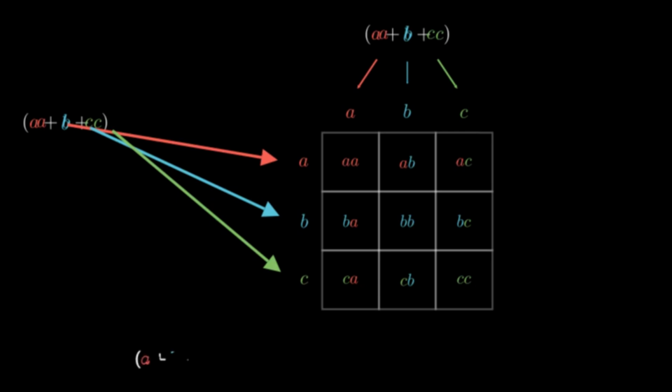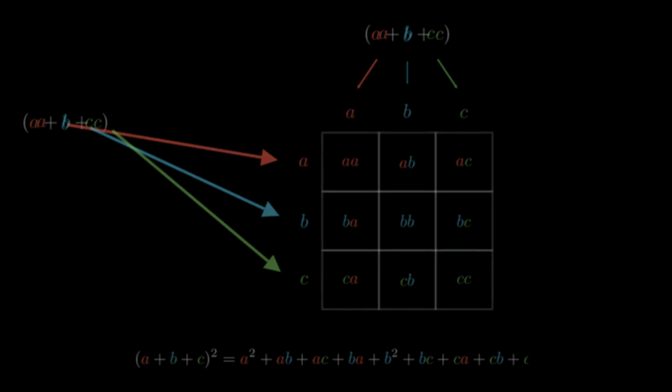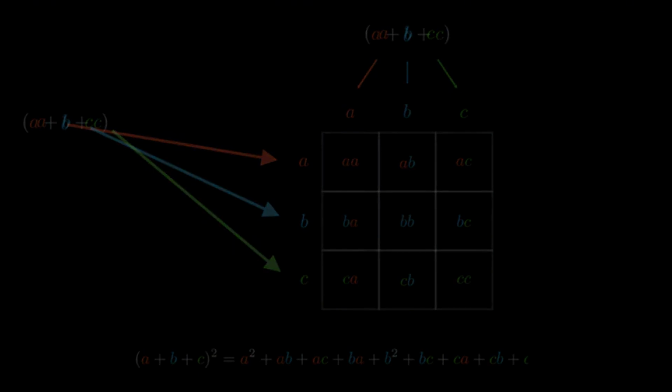The expanded form of (a + b + c) squared is the sum of all these 9 products. Written out, we get a squared plus ab plus ac plus ba plus b squared plus bc plus ca plus cb plus c squared. Notice that we have terms like ab and ba, which are actually equal since multiplication is commutative. We can simplify this expression further by combining like terms. For instance, ab and ba are the same, so we could write 2ab instead. Similarly, ac and ca give us 2ac, and bc and cb give us 2bc. After combining these like terms, we would have a squared plus 2ab plus 2ac plus b squared plus 2bc plus c squared.